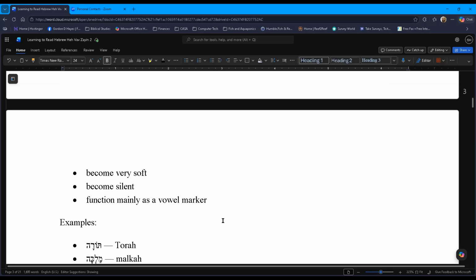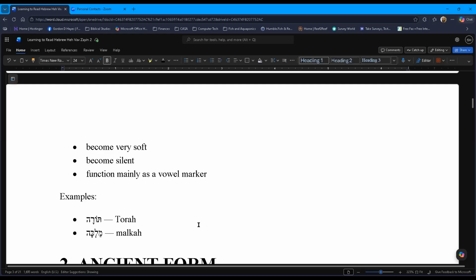So it functions mainly as a vowel marker. And we talked about in the vowels, we talked about the matres lectionis, the mothers of reading. And so the Hey would be a mater lectionis. When the Hebrew readers would see the letter Hey at the end of a word, it symbolized that, first of all, it was a female, a feminine noun. So therefore, you had to put feminine pronouns, verbs, etc. with it in speaking the language.